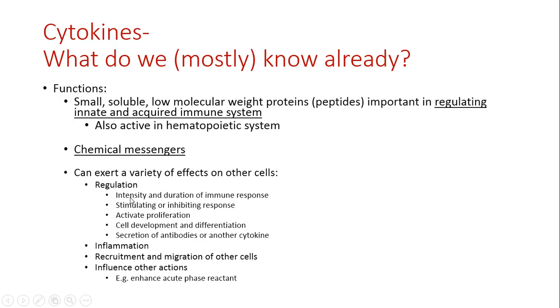They can regulate the intensity and duration of immune response. They have that capacity to suppress an immune response if it's going on too long. They have the capacity to stimulate an immune response. We've seen how they can activate proliferation, whether it's within the bone marrow or within, let's say, the adaptive immune system when we saw the proliferation of T helper cells. That was under the action of a cytokine.